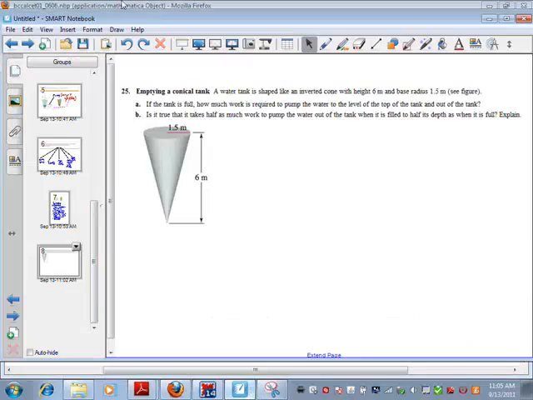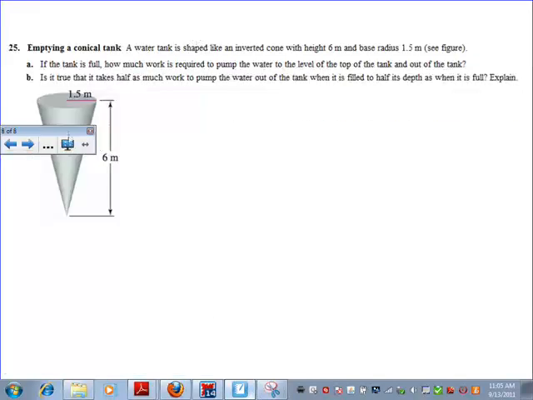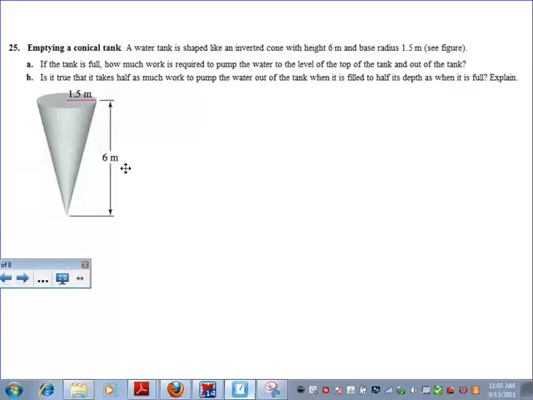All right, so a water tank is shaped like an inverted cone with height 6 meters and base radius 1.5 meters. See this figure. If the tank is full, how much work is required to pump the water to the level of the top of the tank and out of the tank completely? Is it true that it takes half as much work to pump the water out of the tank when it is filled to half its depth as when it is full? So if the tank is full, how much work is required?